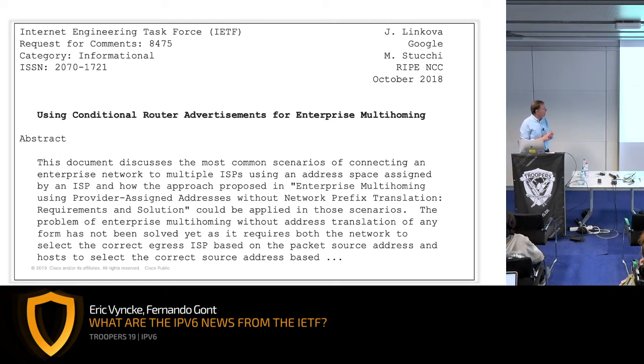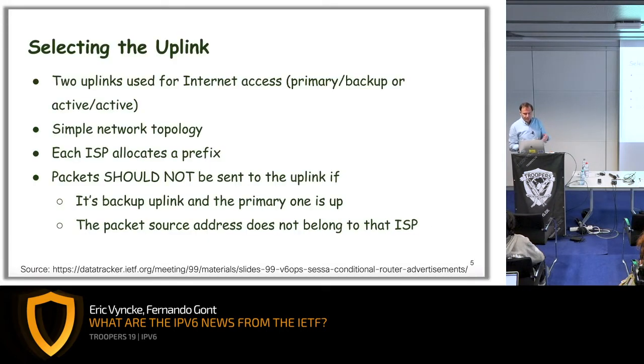So Jen Linkova was, again, using router advertisement for enterprise multi-homing. So it's basically when an enterprise, or actually a consumer, has two uplinks through ISP A and ISP B. So you receive two prefixes, and you're advertising inside your network prefixes from A and prefixes from B. And then you need to select the right outgoing router. If you're using prefix A, you need to egress through ISP A. If you egress to ISP B, anti-spoofing will drop your packets, right? And you need to be resilient. So that's basically it, right?